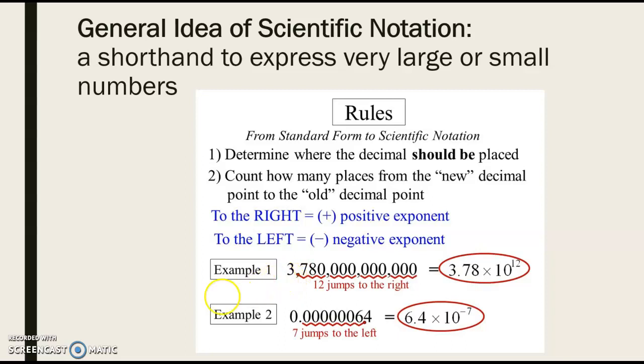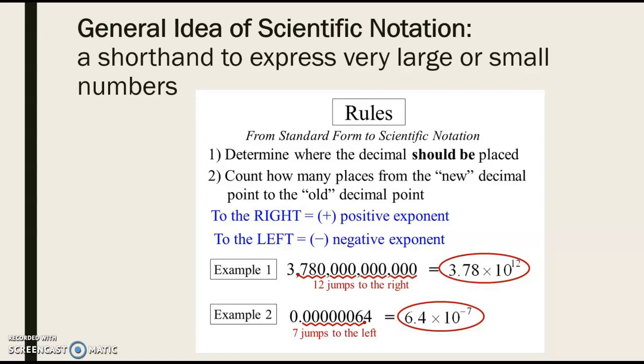In the first example here, we have 3.78 as our number. Then we want to think, how many times do we have to move that decimal place to the right? It turns out we'd have to move it 12 places to the right of the standard form. So we have 3.78 times 10 to the positive 12.